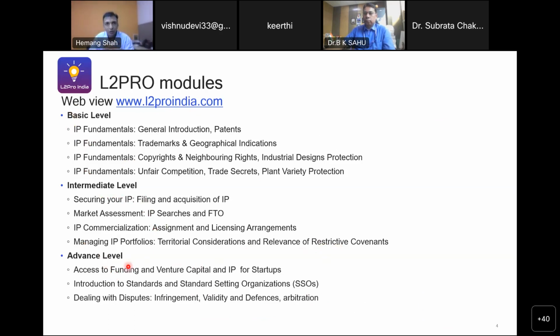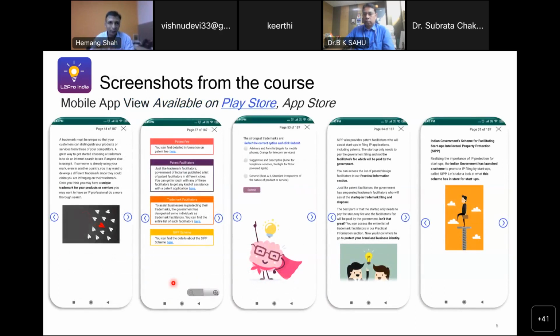And then you have the advanced level topics which cover access to funding. They introduce you to standards and standard setting organizations and how you can deal with disputes. Because this course is relevant for startups, we thought of making it fun and interesting. Here are some screenshots from the course. You can also see very helpful resources, such as where you can find patent and trademark facilitators that work for your IP rights for free. They work with the government on a commercial basis, but to startups they provide their services for free. And you can also learn about the different SIPP incentives that startups can take advantage of.